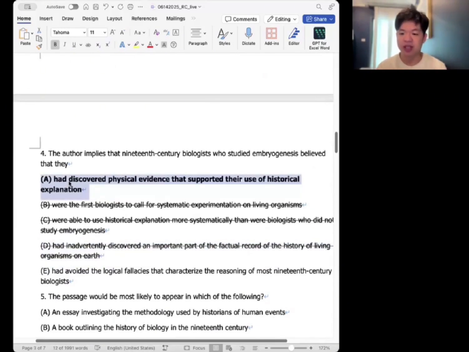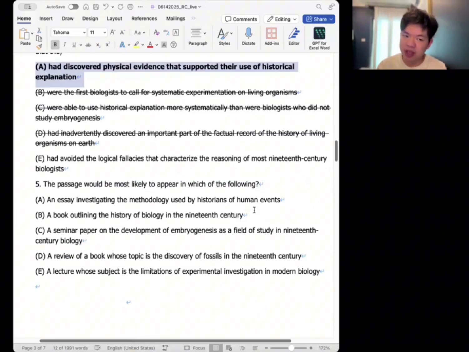Now, we're finally getting to today's last question. Question 5. The passage would be most likely to appear in which of the following? This article is most likely to appear in which of the following publications? What kind of weird question is that, right? Questions like this usually only show up in high difficulty tests. I'm telling you, high difficulty questions often have some strange types.